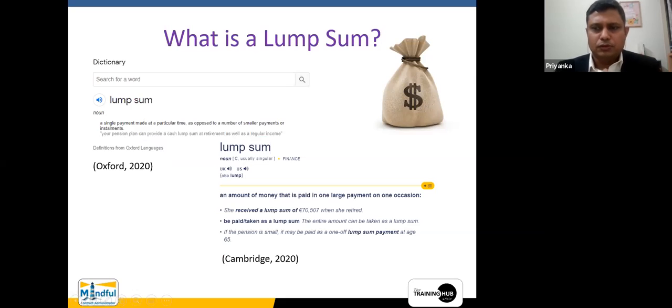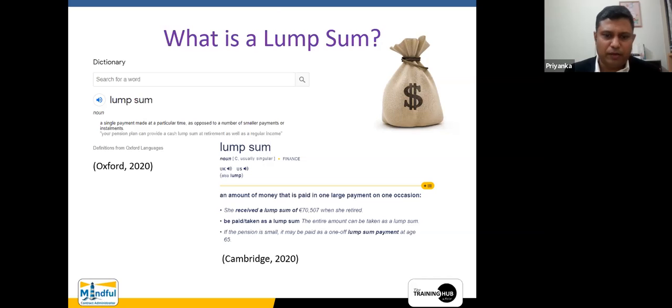Now, what is a lump sum? So this is our prime concern today, right? If you take the leaders in dictionaries, if you ask from a layman's point of view what a lump sum is, it says a single payment made at a particular time, as opposed to a number of smaller payments or installments. So this is how a common man will think about a lump sum, right? It is a bag of money. It is a lump of money, right?